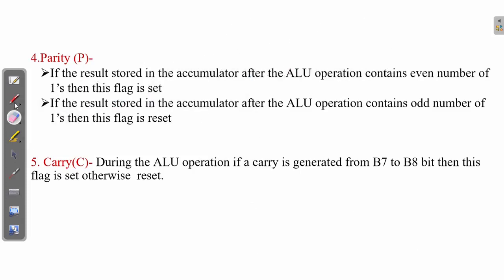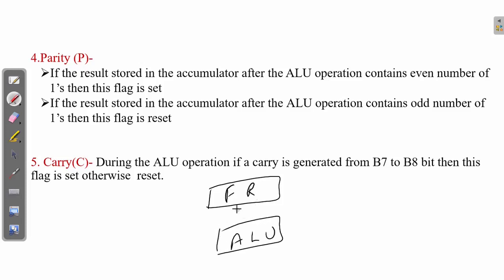Anyone? Oh, okay, that's a very good question. Look here, I request everyone to look. His question is, if you look at the flag register and the ALU, you might have seen an arrow like this. Yes or no? What really is the meaning of this arrow?